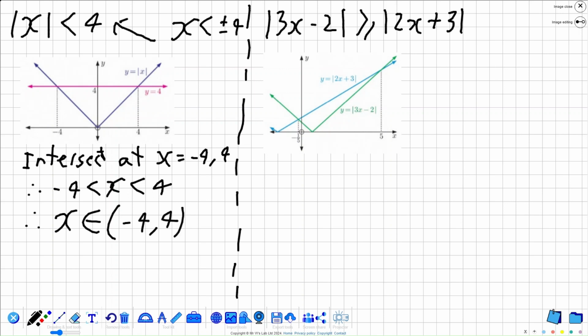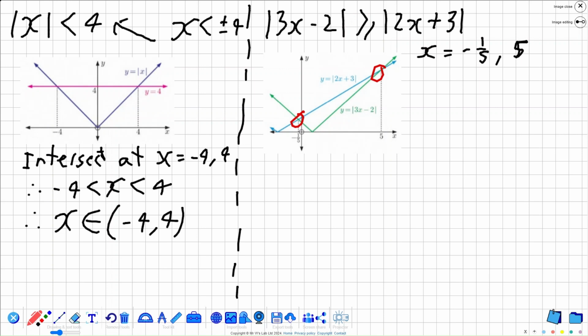And then for our next one, we've got these two points: x = -1/5, and x = 5 here. So I'll just write those in, and say x = -1/5 and 5 are the intersection points. But what we do know is we're only looking for the |3x - 2| function where it is actually greater than or equal to |2x + 3|.